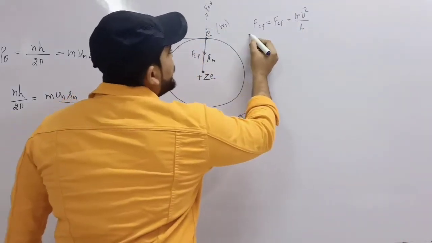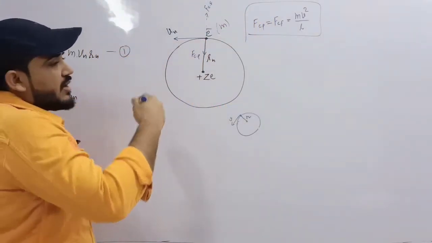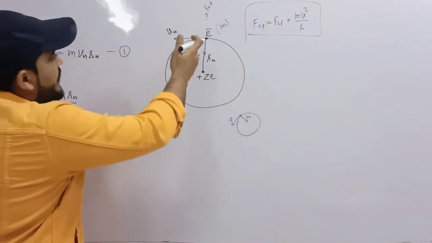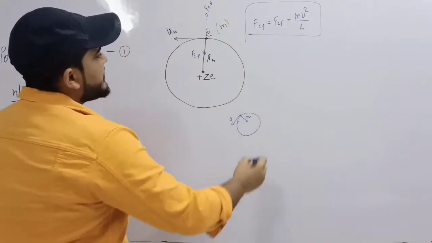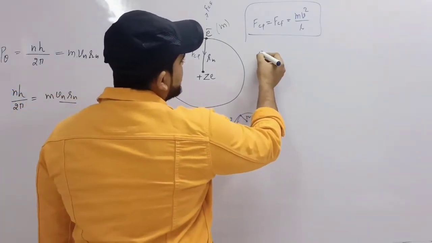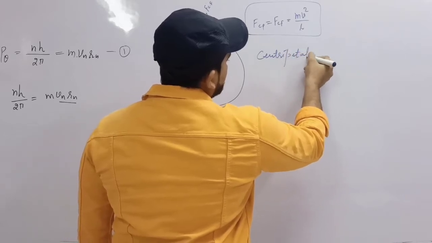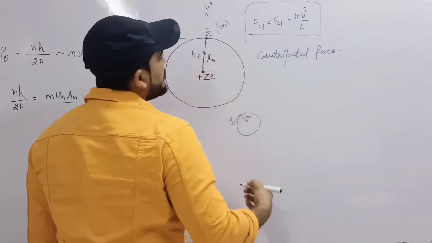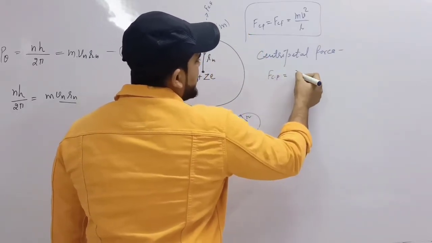Okay, now this force is experienced by a body which is revolving around a circular path. Is it fine or not? Okay, now we are going to impose the same thing on the electron, that is the centripetal force experienced by this electron. This is equal to the centripetal force, equal to m.